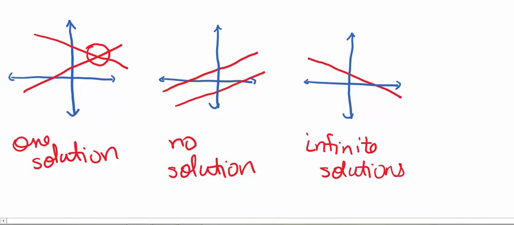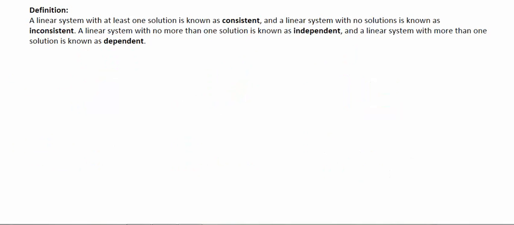And while we demonstrated this using lines, this can actually be expanded to every system of equations. It will either have one solution, no solution, or infinitely many solutions. So now that we've defined what solutions can look like, what do we call them? Well, a linear system with at least one solution is known as consistent. And the opposite of that, a linear system with no solution, is inconsistent. If we have no more than one solution, it's known as independent. And a linear system with more than one solution is known as dependent.